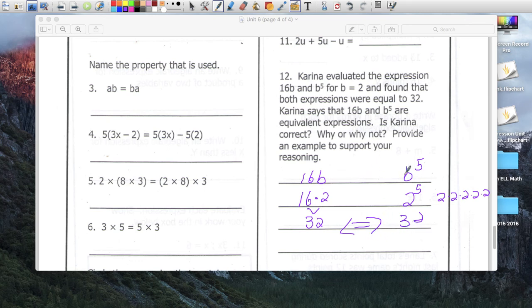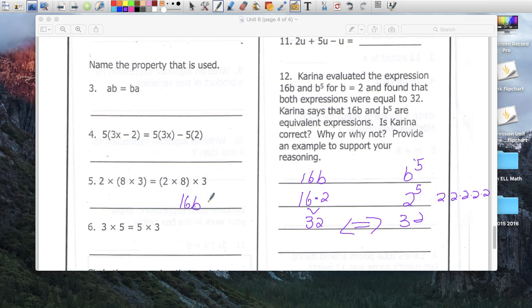Okay, yes, they are. But are they equivalent? Sorry, forget everything I just said. Yes, they are equivalent expressions. No, they're not equivalent expressions. They're equivalent expressions when b equals 2. Okay, when b equals 2, they are equivalent expressions. Okay. Now, let's say b was something else.